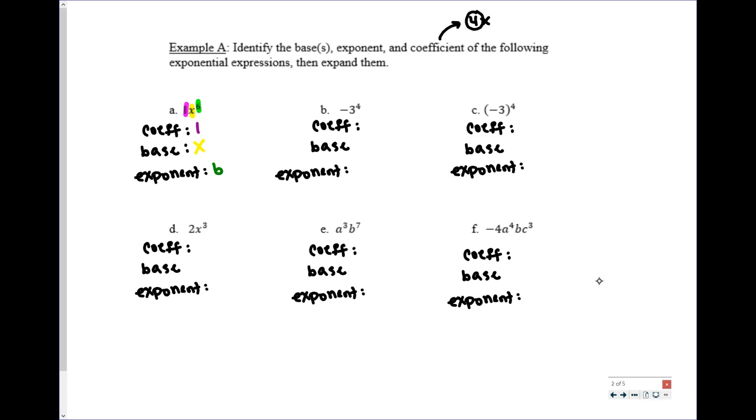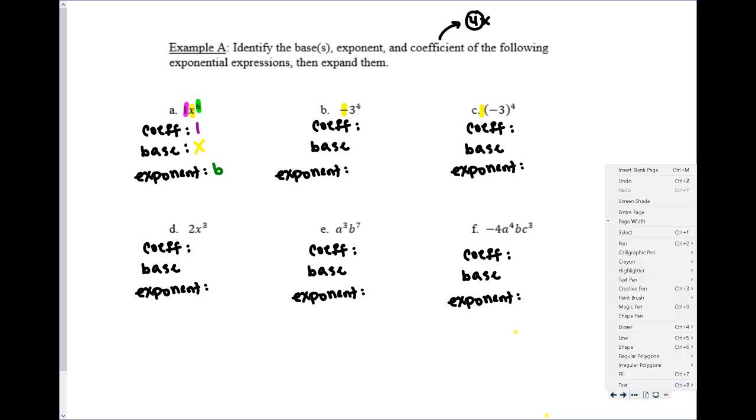So in letter B, this one's very strange, okay? The coefficient is not -3. The coefficient is just this negative right here. I know that's weird, okay, but the 4, the exponent, is only attached to the 3. It's not attached to the -3. Now versus this problem right here in letter C, 4 is attached to the -3, so our coefficient is an invisible 1 outside of that. So a really important part of working with exponents is recognizing a coefficient, okay? And sometimes that's really hard to see.